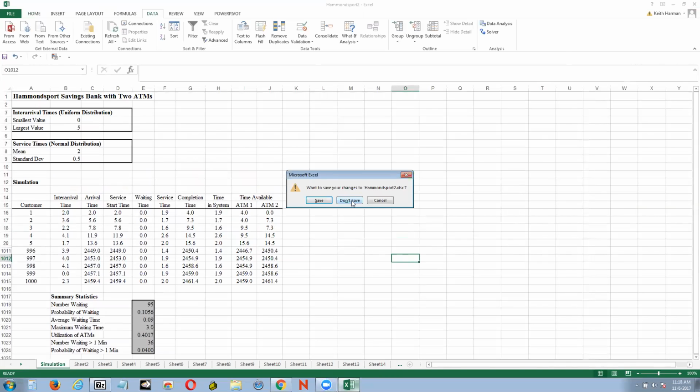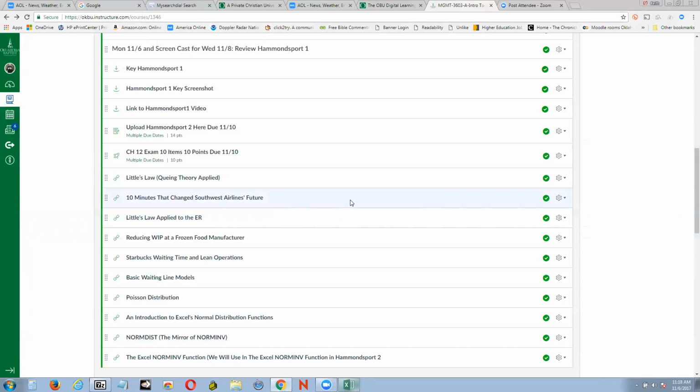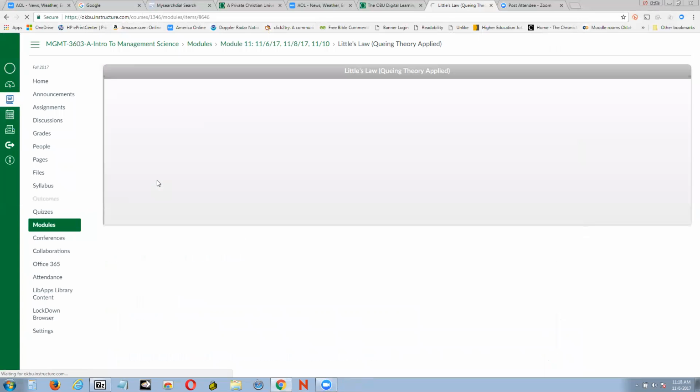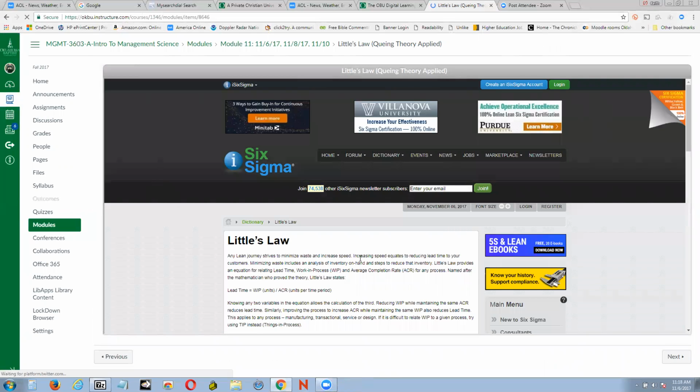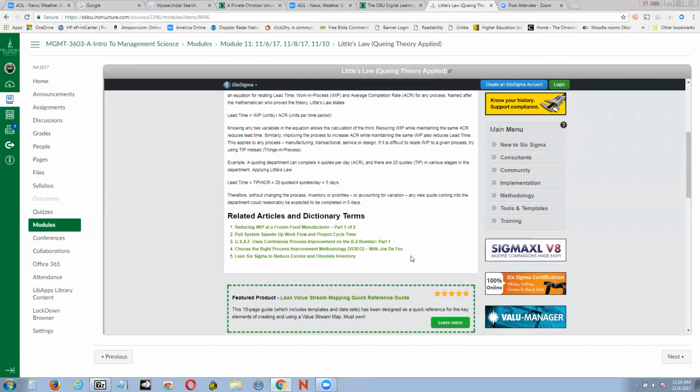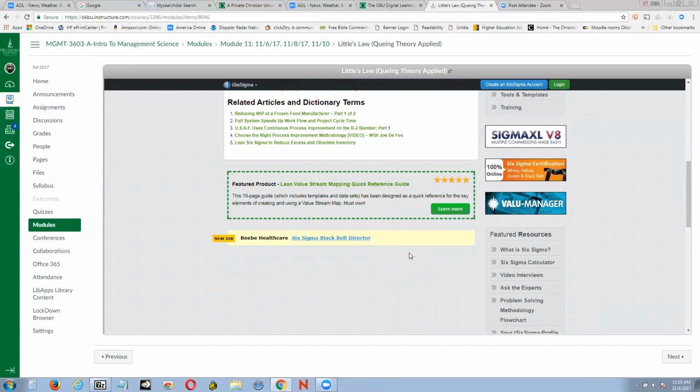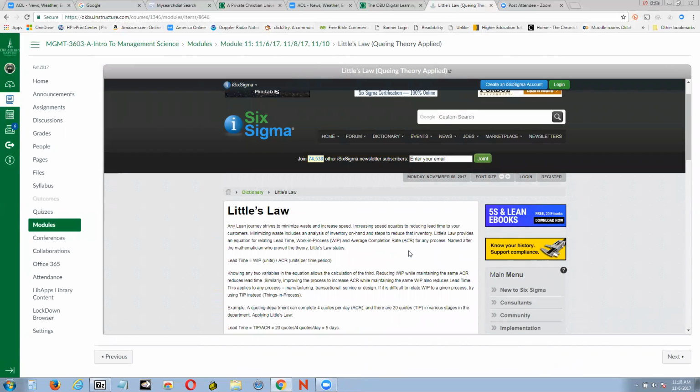All right, now I have some resources I want to share with you, and we'll talk about those. Of course, you have the chapter 12 exam due on Friday. I'll talk for a moment about Little's Law. I mentioned it last week, but we had not really talked some about it. This is an algorithm or a law used to minimize waste and increase speed. This is from a website that deals with quality control, with what they call Six Sigma solutions, the best solutions to reduce these.